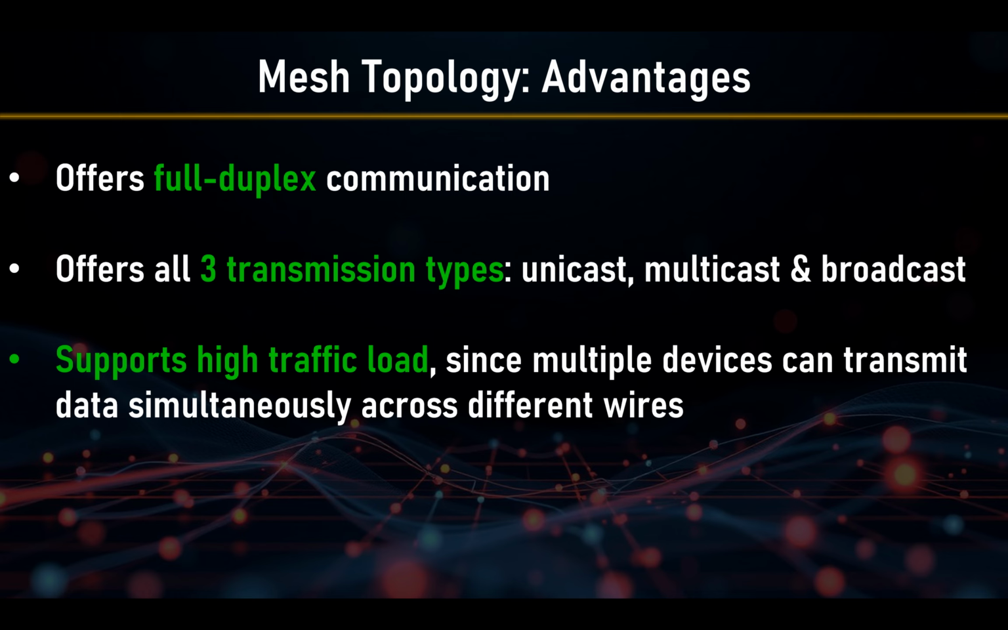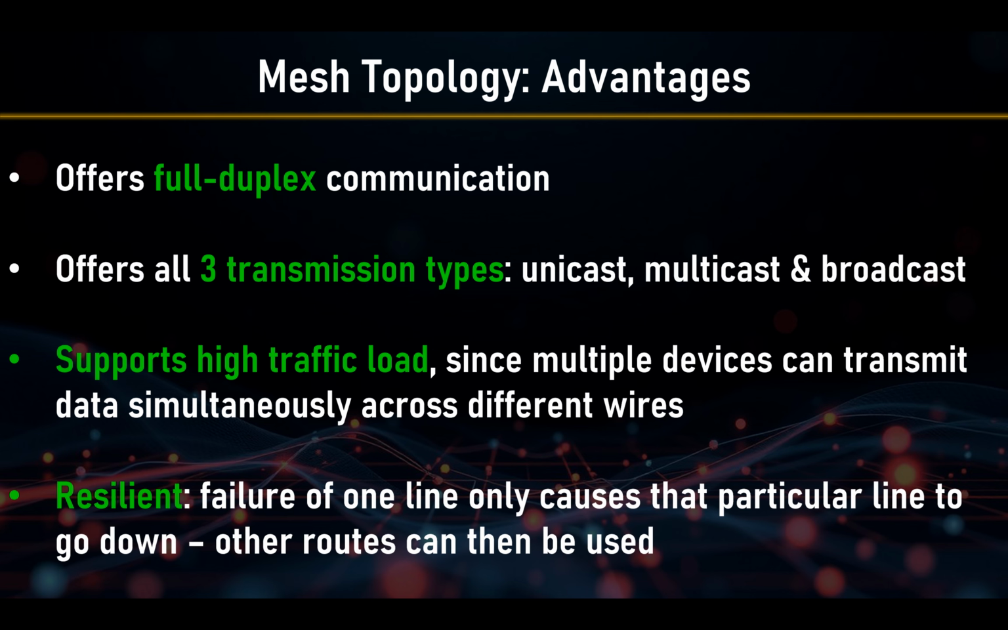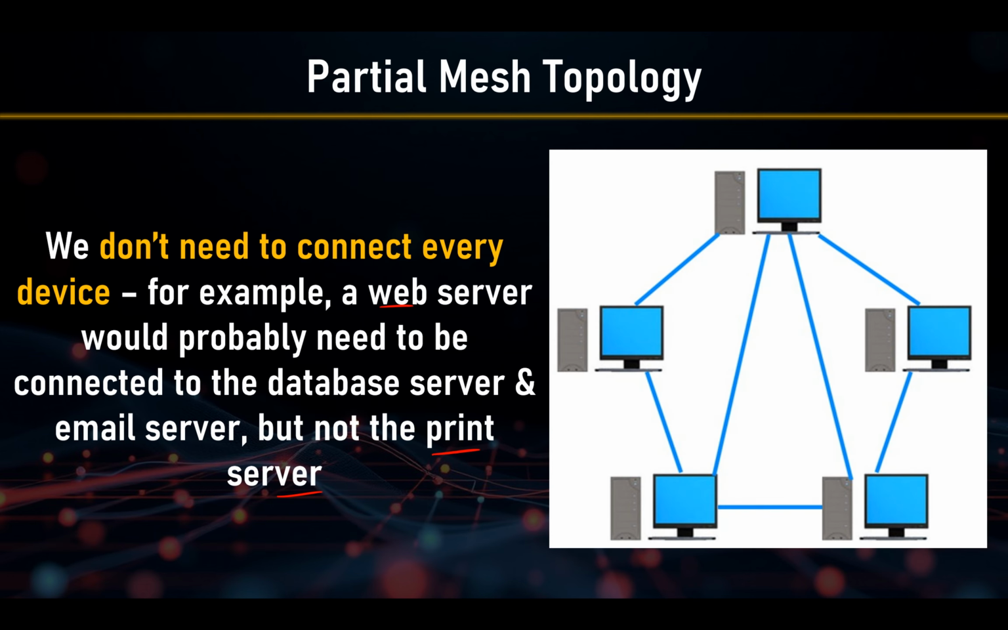Unlike, for example, the bus topology, where of course they're all having to share that same central bus line. It's also going to be resilient, since failure of one line, or I guess one wire, only causes that particular wire or line to go down. Other routes can then be used. Hopefully that makes sense.